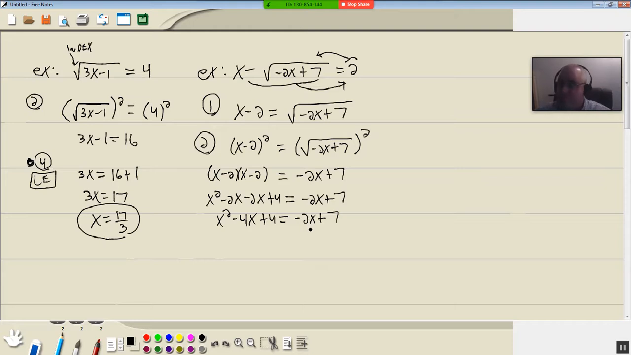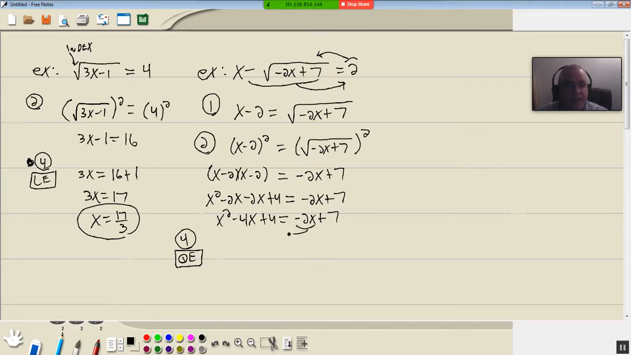Now step 3 says if you have more radicals, go back to step number 1. We don't have any more. Now we go down to step 4. And this is a quadratic equation. The reason why this is a quadratic equation is it's got an x squared. Now we want to get 0 on one side.